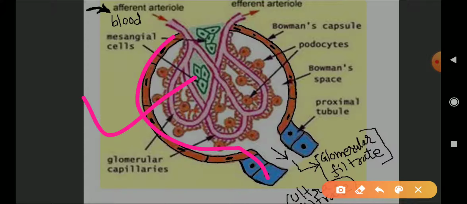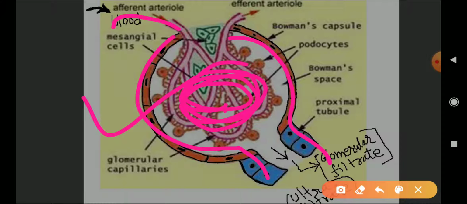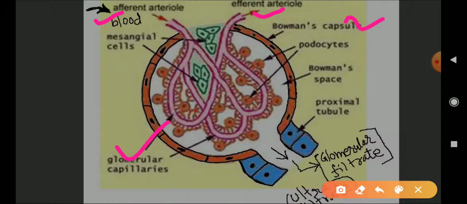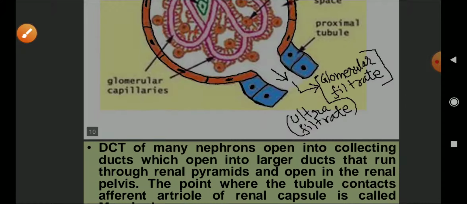This is a cup-shaped structure. This one is the afferent arteriole forming the tuft of capillaries known as glomerular capillaries and comes out as efferent arteriole. From here the glomerular filtrate, which is finally forming urine, enters into the proximal convoluted tubule. So this is the diagram. You don't have to remember each and every name, but you can go for afferent arteriole, efferent arteriole, glomerular capillaries, then Bowman capsule, and proximal convoluted tubule. That's it. Only these namings you should mention in your labeled diagram. Let us move.